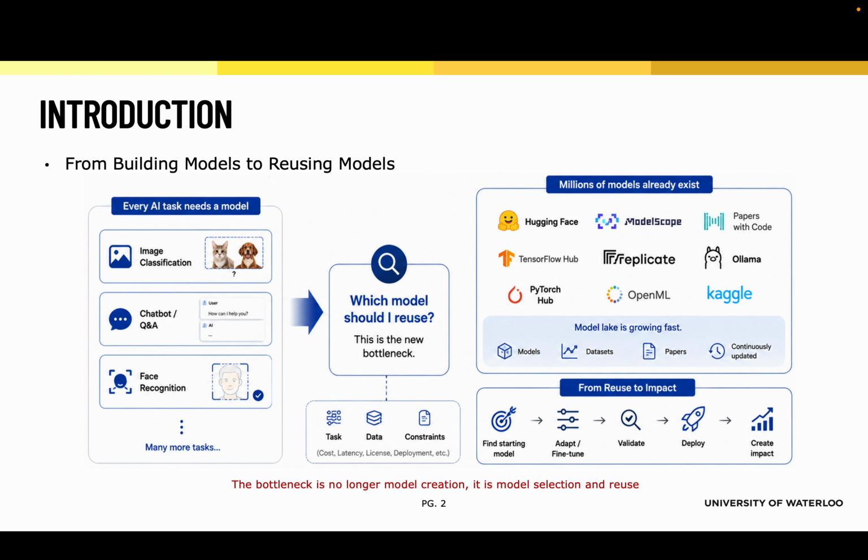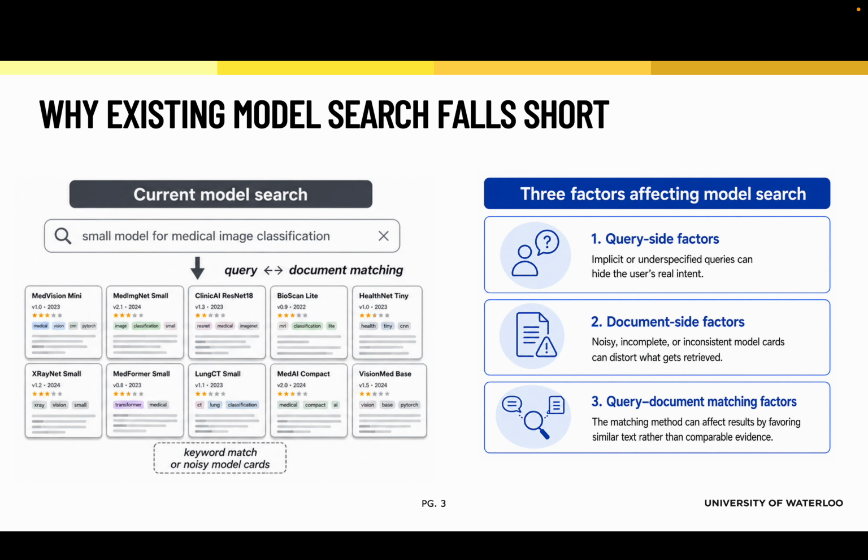Choosing the wrong base model can lead to unnecessary fine-tuning cost and additional trial and error before finding a suitable model. How do users search for models today? Most existing model search systems match a user's natural language query against model cards using keyword or semantic retrieval.